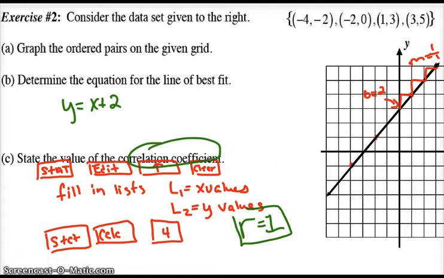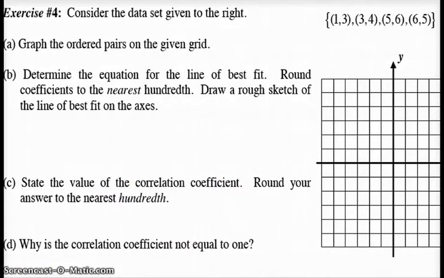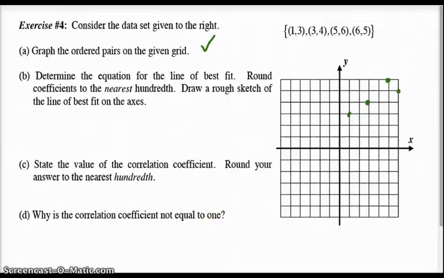Okay? Okay, I'm actually going to skip over to exercise 4 now, because exercise 3 does exactly the same thing, but it gives you a negative line. So your R value would be a -1 because it's still linear. So let's look at something that isn't linear. So what I want you to do is stop, graph the points. Okay, so your points should look something like this. If you notice, it's not a line. So it says determine the equation for the line of best fit, round your coefficients to the nearest hundredth. Draw a rough sketch of the line of best fit.